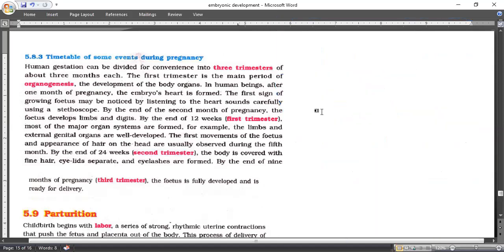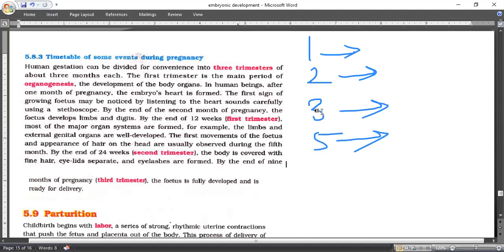Likewise. Okay. For example, limbs and external genital organs are well developed in the third month. The first movements of the fetus and appearance of hair on the head are usually observed during the fifth month. So I'm showing events here: first month, second month, third month, and next is given in the text, fifth month. By the end of 24 weeks, that is the sixth month, the body is covered with fine hair, eyelids are separate, and eyelashes are formed.